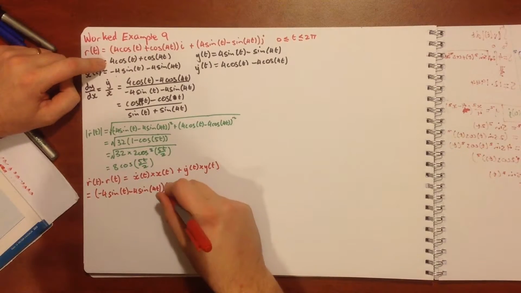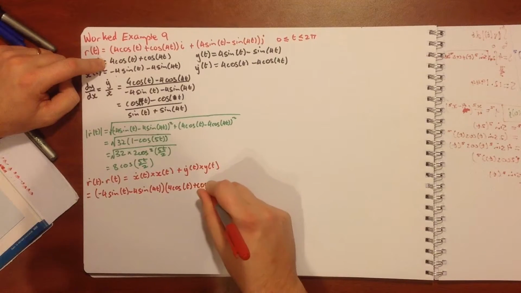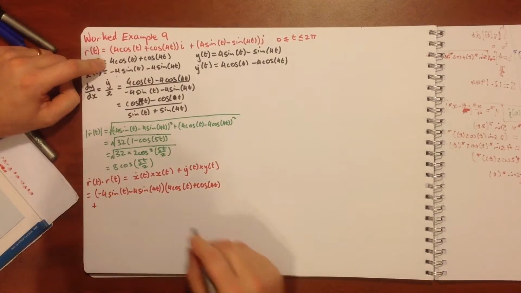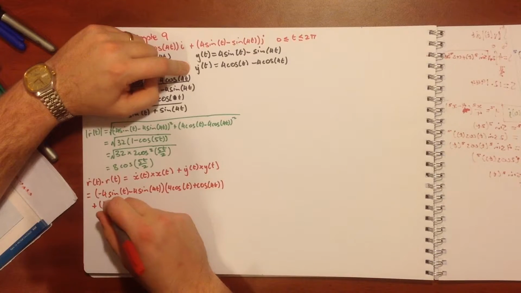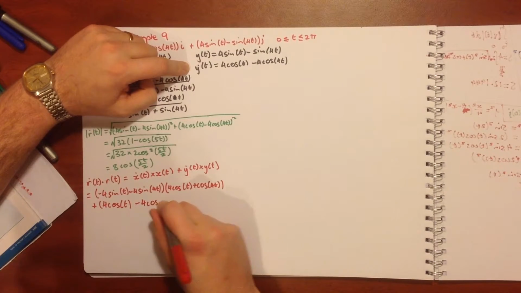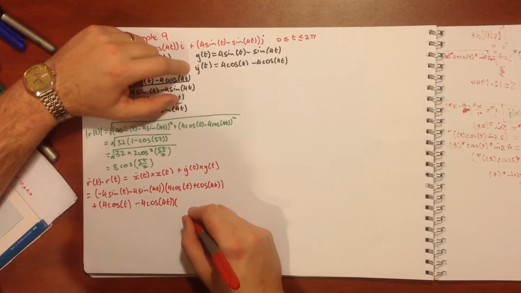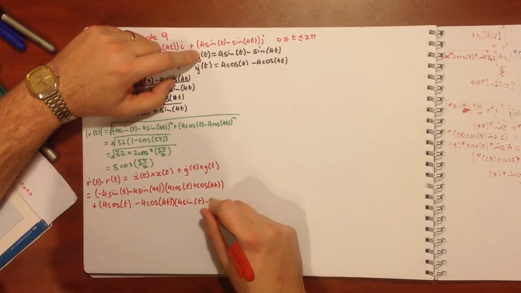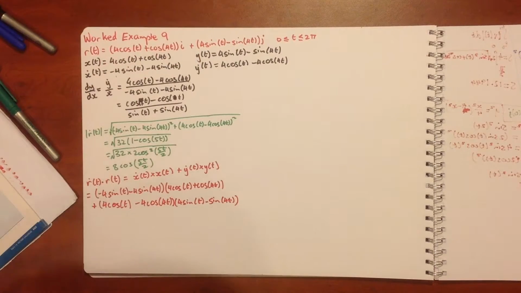times our 4 cos of t plus cos 4t. Plus, I'm just going to move down our page here, y dot, which is our 4 cos of t minus 4 cos of 4t, times our 4 sine of t minus sine of 4t. So you can see there's a little bit there.